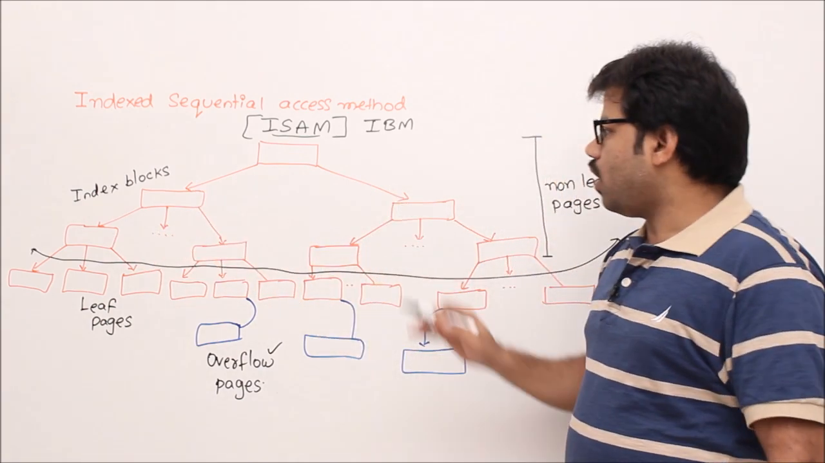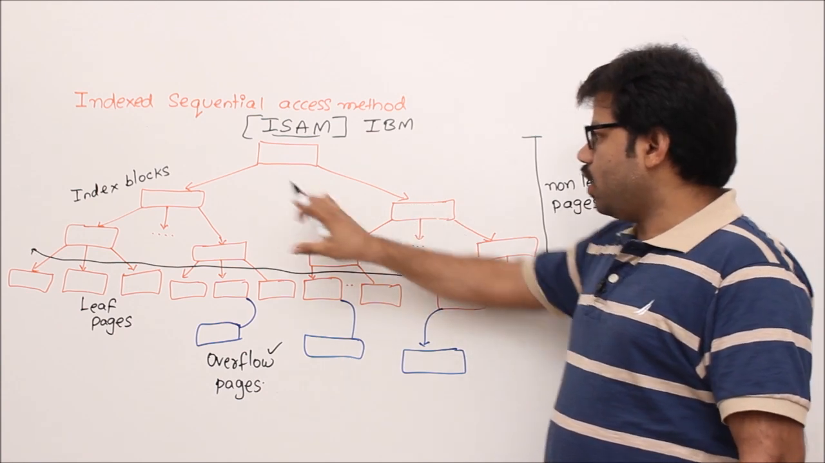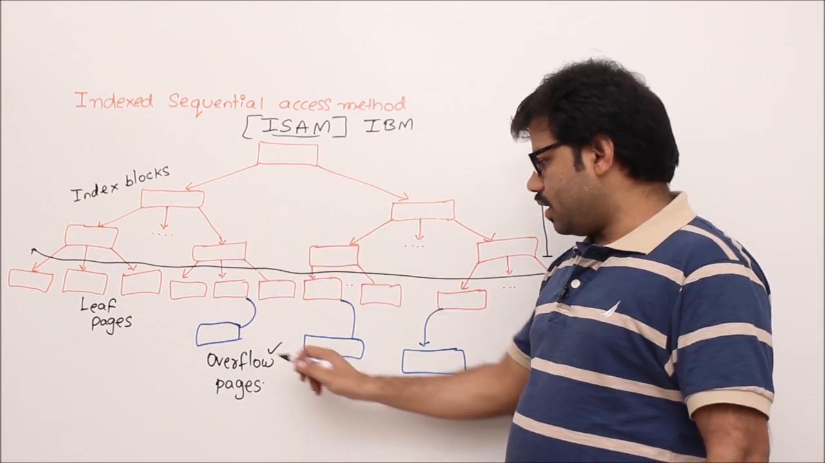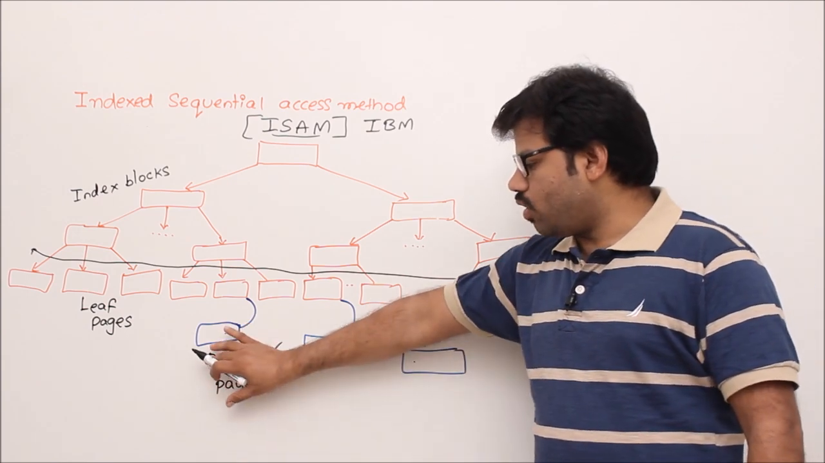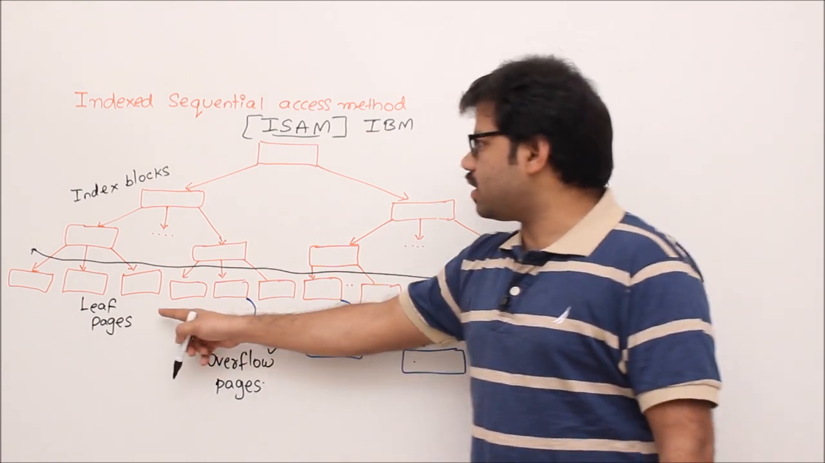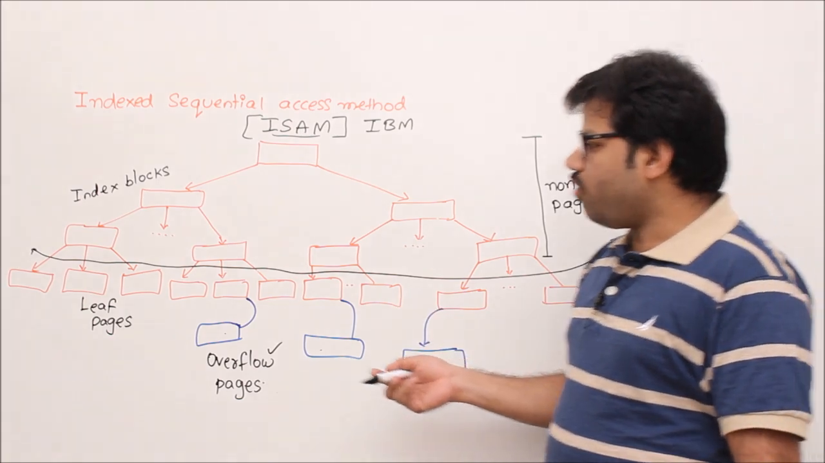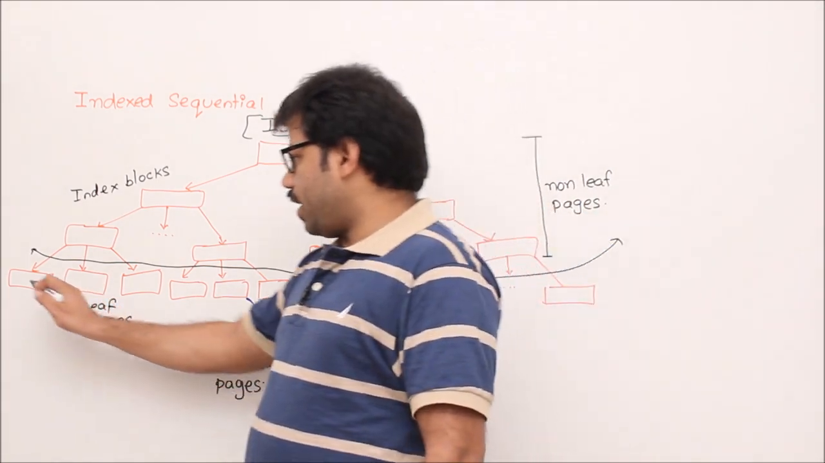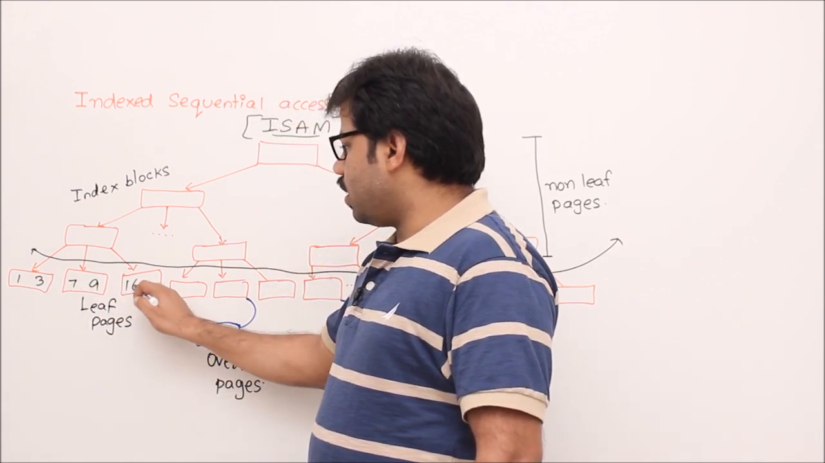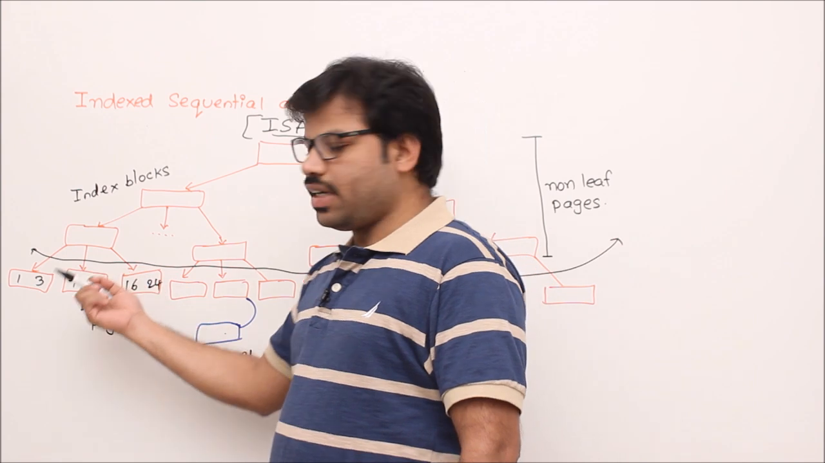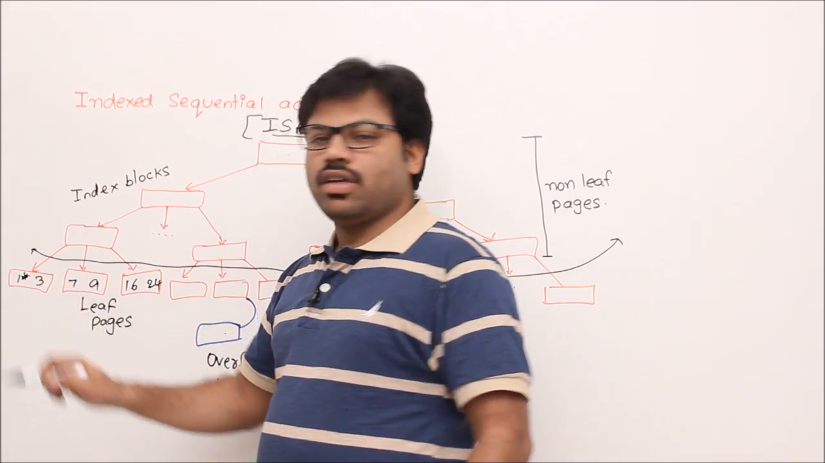Since it is a tree, we can say these are the non-leaves, the leaves, and these are the overflow pages. We'll see them one by one. First of all, we ignore overflow pages. We see only leaf pages and index pages, otherwise non-leaf pages. In leaf pages, you are going to store your data, maybe like 1, 3, 7, 9, 16, 24, along with its complete data. Here I put a star mark. Star means the remaining data.